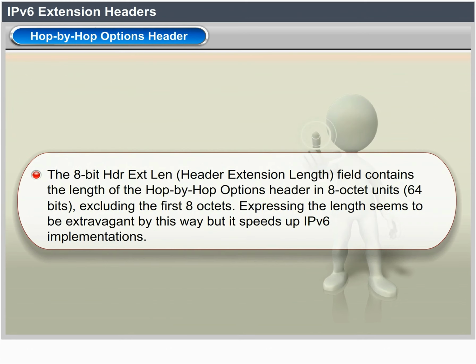The 8-bit HDR-EXT-LEN header extension length field contains the length of the hop-by-hop options header in 8 octet units, 64 bits, not including the first 8 octets. Expressing the length this way can appear extravagant, but it speeds up IPv6 implementations.